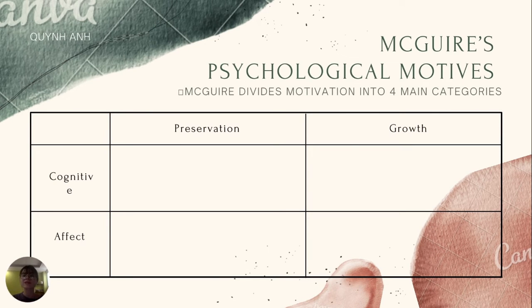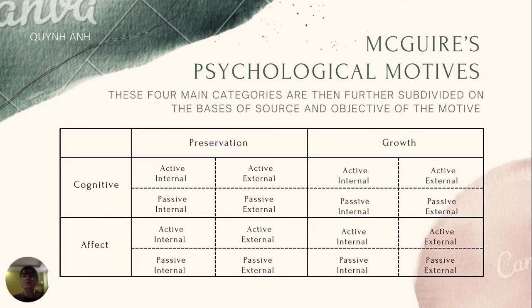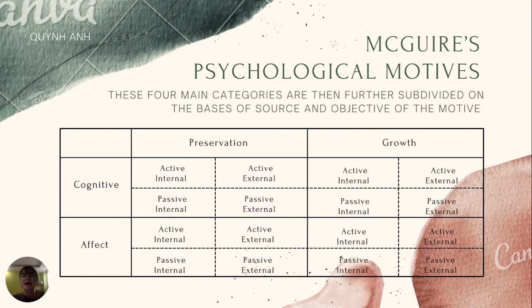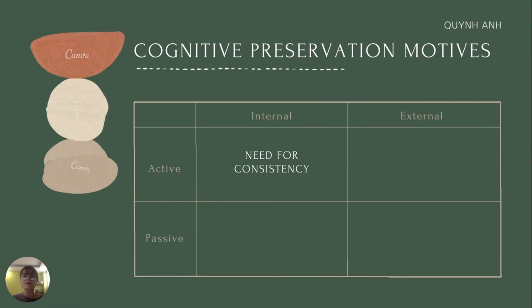McGuire classified motives into 16 groups based on 2 main criteria: preservation or growth, and cognitive or affective. These 4 major groups are further differentiated based on the source and goal of the motive: active or passive, creating new internal or external relationships. If the motive is cognitive and focused on preservation, then it is associated with 4 needs. The first is the need for consistency, which is active and internal.